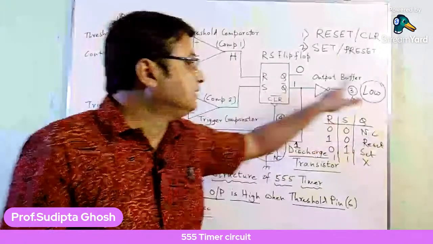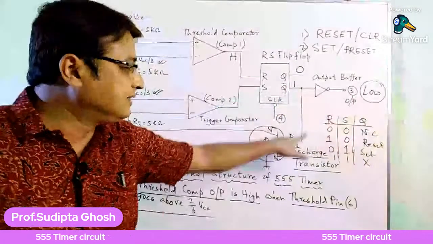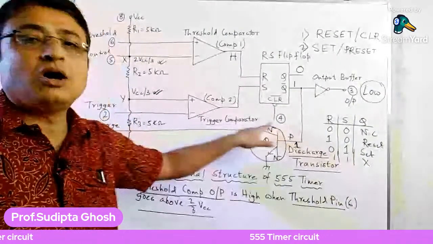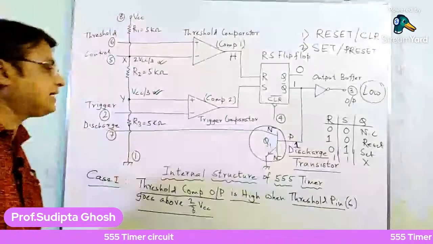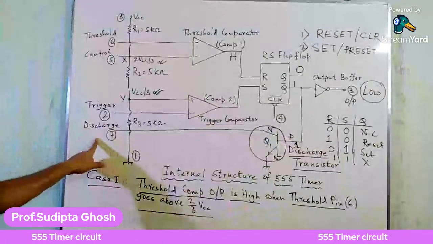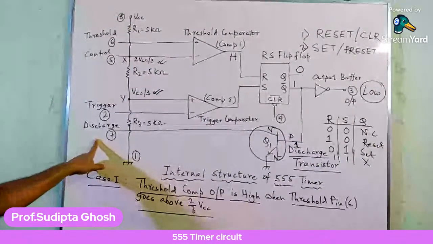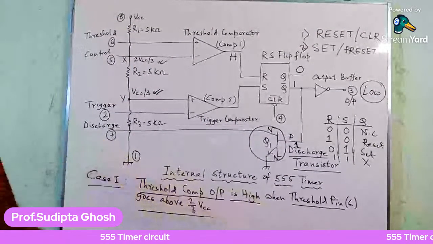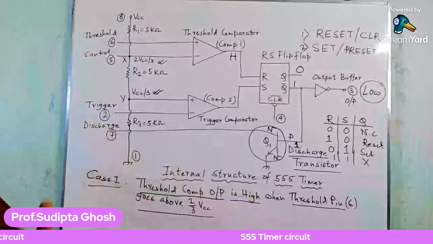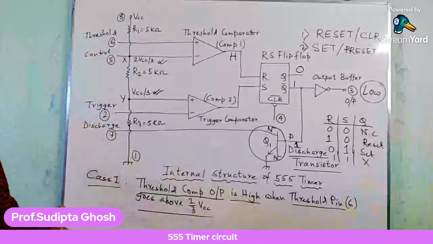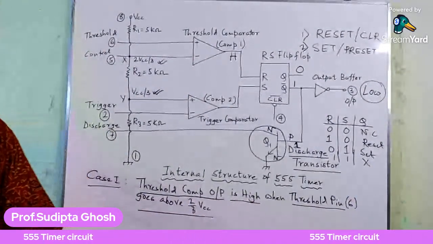Now this is high, because Q is low, Q bar is high, and this high turns this transistor into its saturation state. That actually means that the discharge pin, or the value appearing at terminal 7, goes to nearly equal to ground. So this is the first part, or case number 1 study, for the 555 timer.